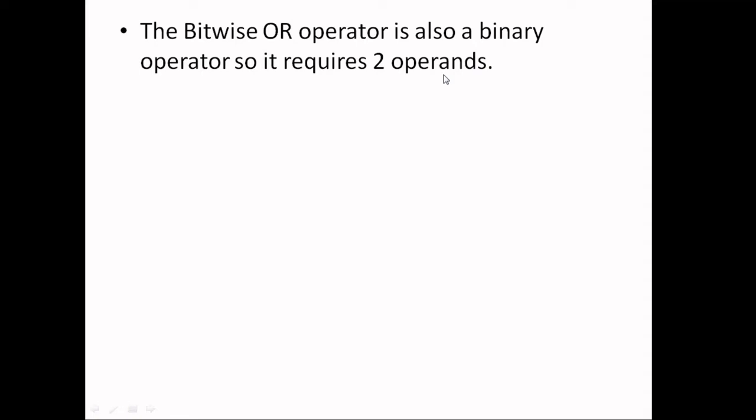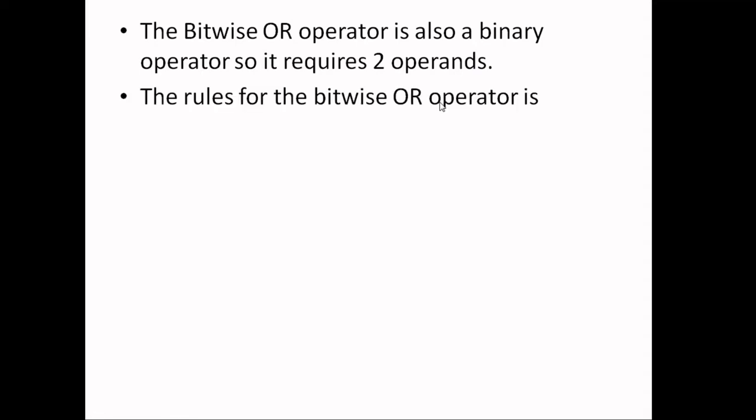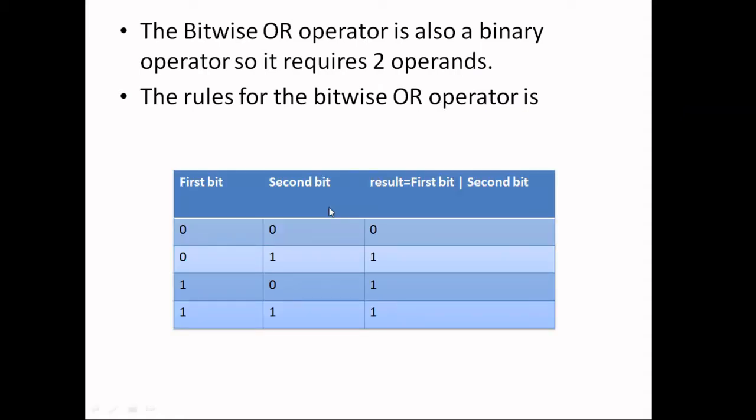The rules for the bitwise OR operator are: if you have two bits, first bit and second bit, this is the result. If both the bits are 0, then your result will be 0. If either of the bit is 1, result will be 1. Again, if either of the bit is 1, result will be 1. If both the bits are 1, result will be 1. That means among 4 cases, the result will be 1 in 3 cases.